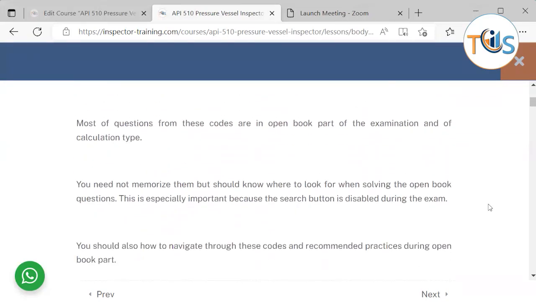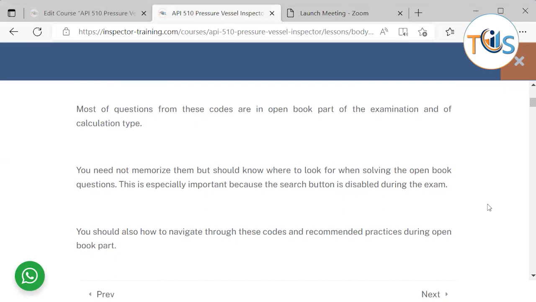Most of the questions from these codes are normally in the open book part of the examination and of calculation type. So you don't need to memorize them, but you should know where to look when solving this open book question. And this is especially important because the search button is disabled during the exam. So you should know how to navigate through them.